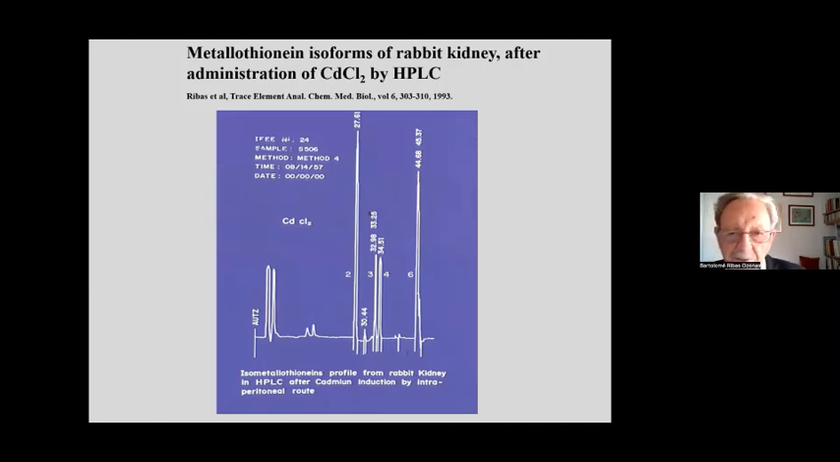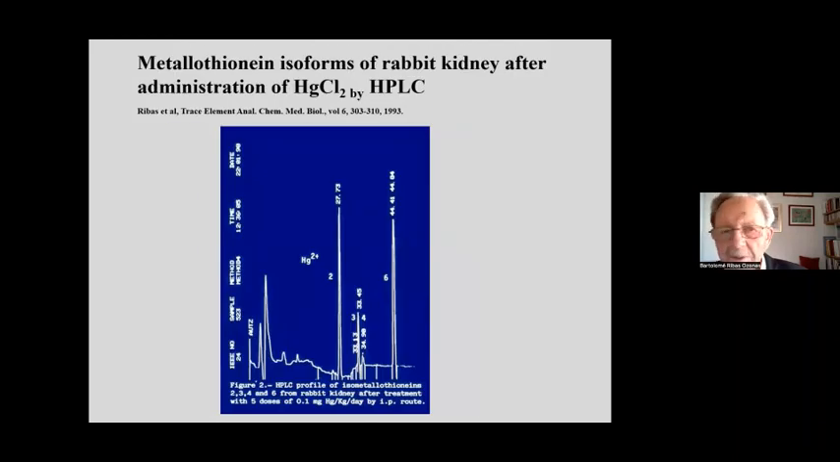Cadmium has great affinity to metallothionein, as we see in the figure. And in the next figure, the metallothionein isoforms after administration of mercury. We see in the next figure the administration of mercury, and also shown the metallothionein peaks. Please, the next figure. The administration of mercury, also by HPLC, it is clear how several peaks of metallothionein.